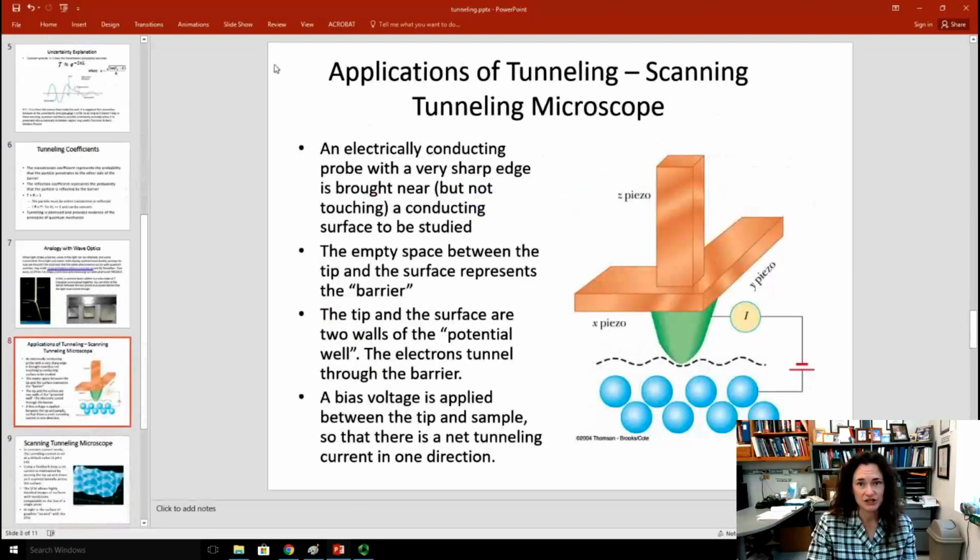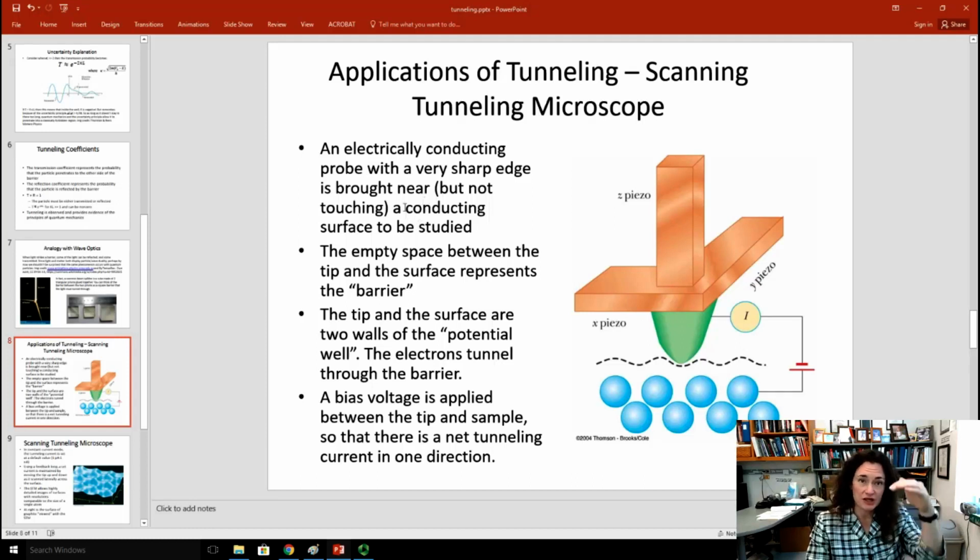An application of quantum tunneling is scanning tunneling microscopy. This is one that's near and dear to my heart, as I'm a microscopist myself. So in STM, or scanning tunneling microscopes, an electrically conducting probe, often tungsten or platinum iridium, is brought near a sample that has to also be electrically conducting. Now the tip is cut so it has a very sharp point, hopefully atomically sharp, but you take what you can get in STM, really.